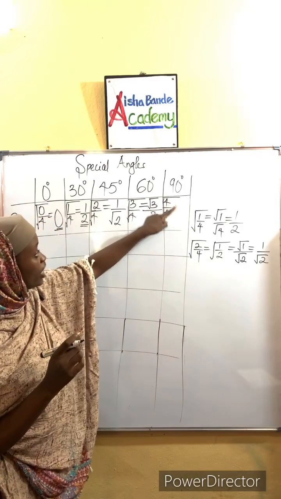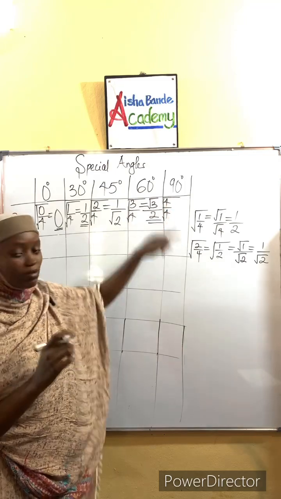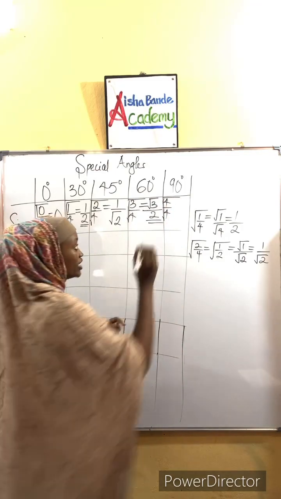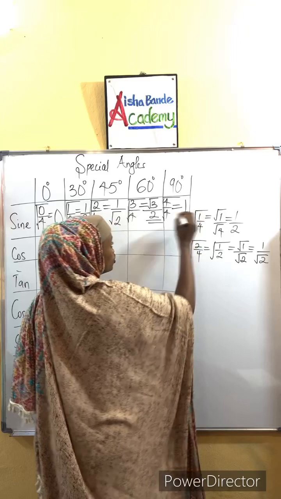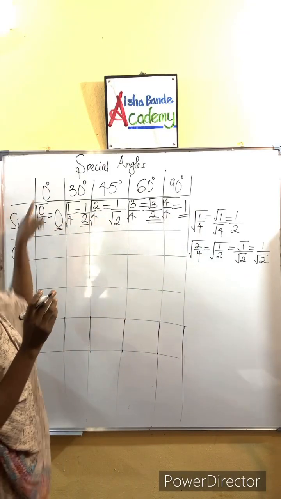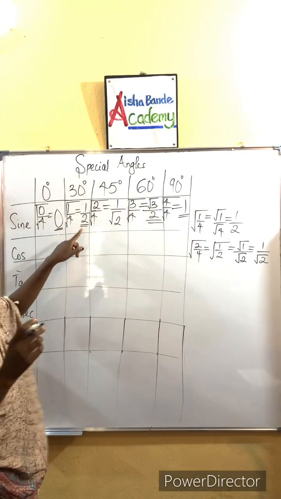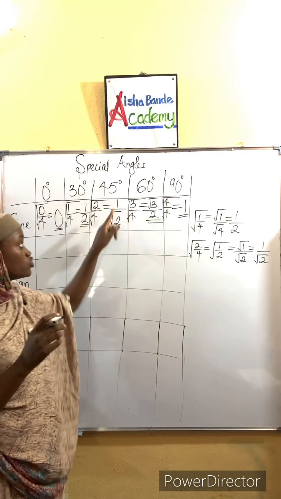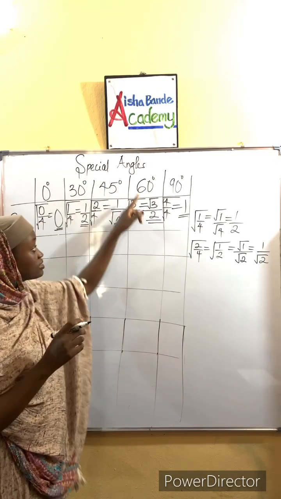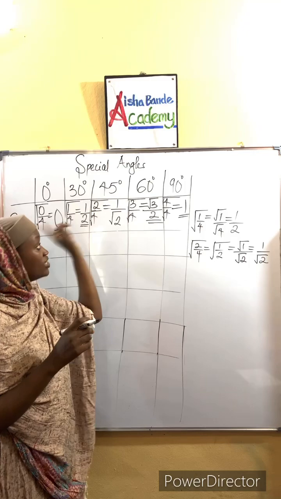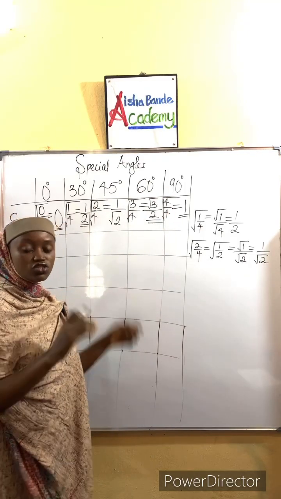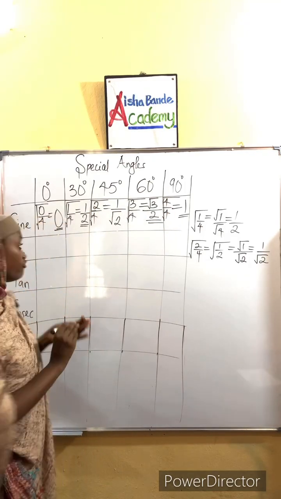Moving on, we have square root of 4 over 4. 4 divided by 4 is 1. And the square root of 1 gives us 1. So we are done with the sine. Sine 0 is 0. Sine 30 is 1 over 2. Sine 45 is 1 over root 2. And sine 60 is root 3 over 2. While sine 90 is 1. So this is how you find the special angles for sine.